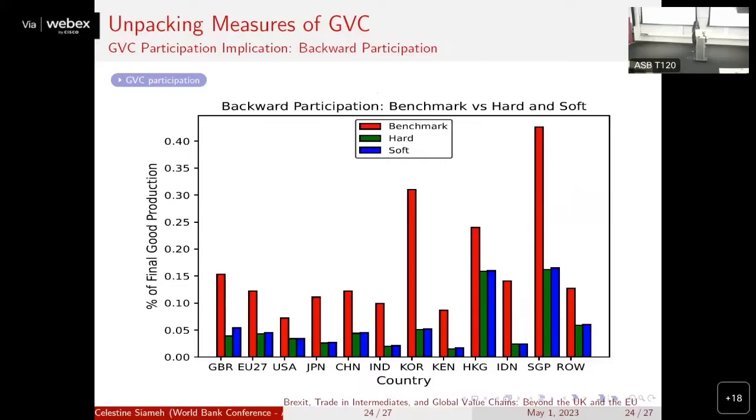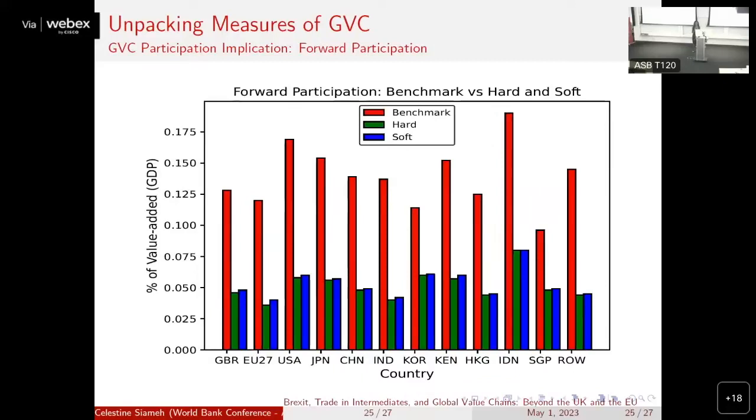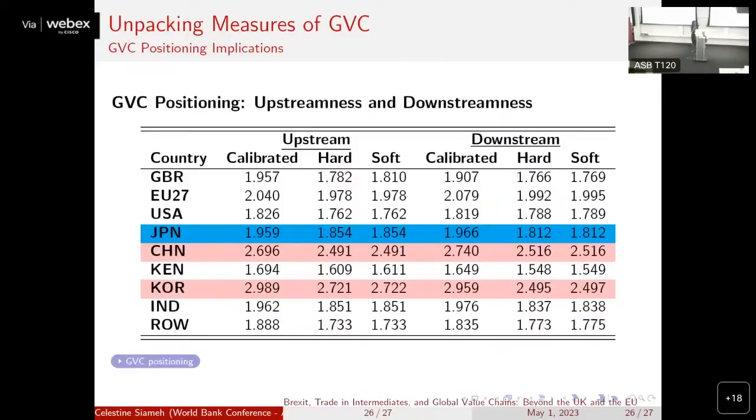And we can see that under the Brexit, there will be some slight fall in the participation of global value chain, both in terms of backward participation and forward participation. And the same thing also appears when we look at the positioning at the upstream and the downstream. We can see that under Brexit, the hard and the soft Brexit, the positioning changes fall to a bit lower rate.